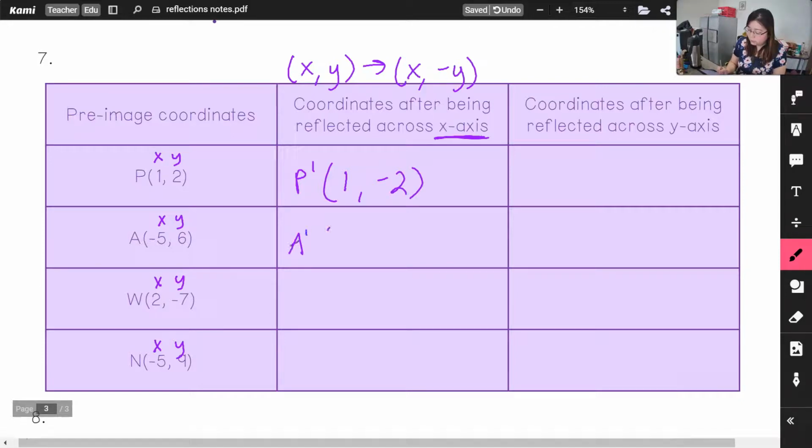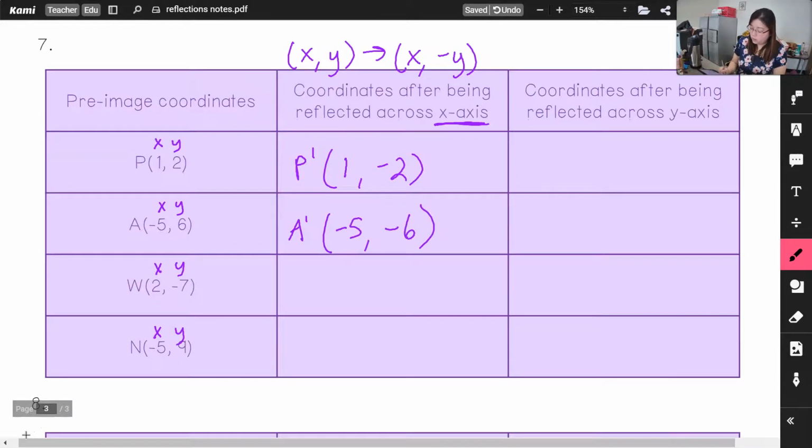Okay, A prime. -5 stays the same. 6 becomes -6. W prime. 2 stays the same. -7 switches signs, so now it becomes +7. And finally, N prime. X stays the same, so this -5 stays the same, and this 9 becomes a -9. Okay? Once it clicks, once you get it, you just change signs, easy peasy.